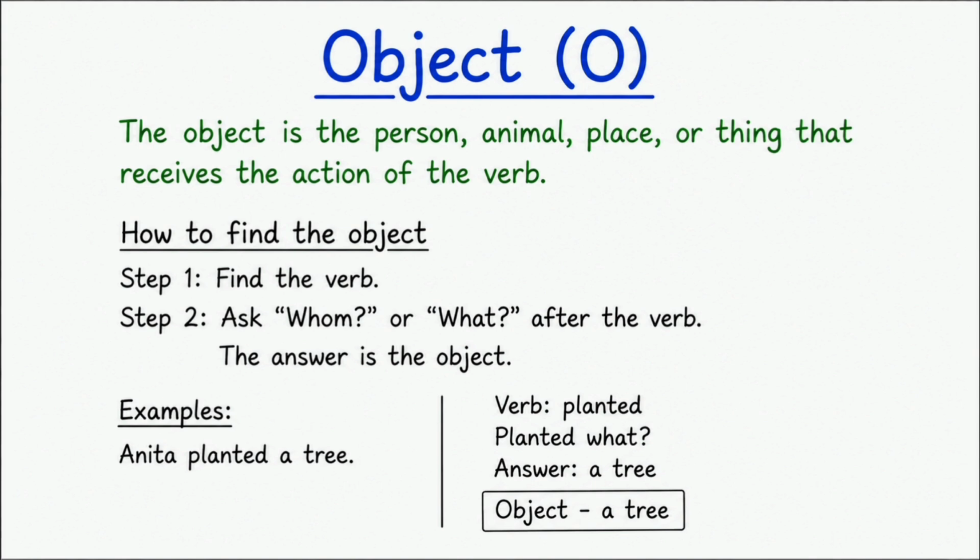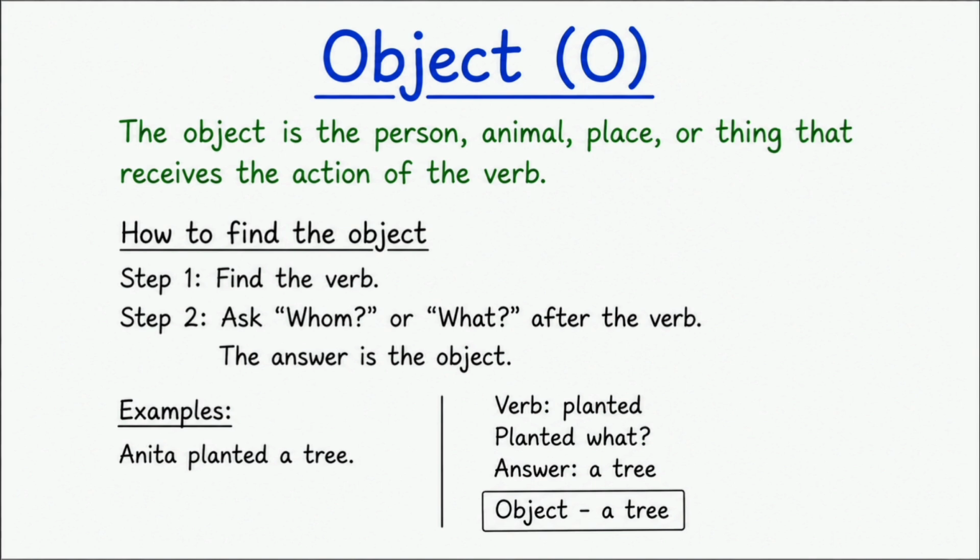Example, Anita planted a tree. Planted is the verb, and when we ask the question, planted what? A tree. So, a tree is the object. Another example, the coach encouraged the players. The verb is encouraged. Encouraged whom? Answer is the players. So, the players is the object.